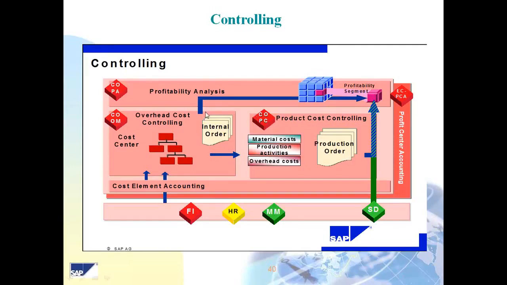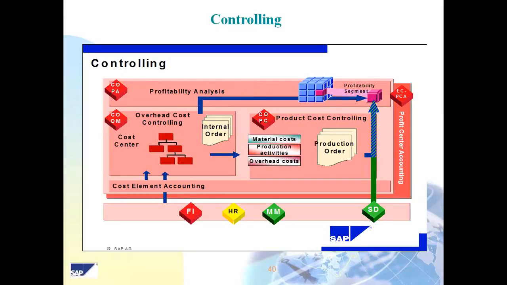So finally, the data can also go directly from overhead management to profitability analysis. It is also possible directly from SD to profitability analysis. That is why it is the highest node of the hierarchy, that is the operating concern, where we can draw any kind of financial report. That is the segment reporting.